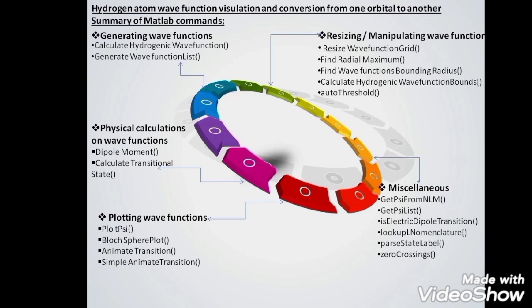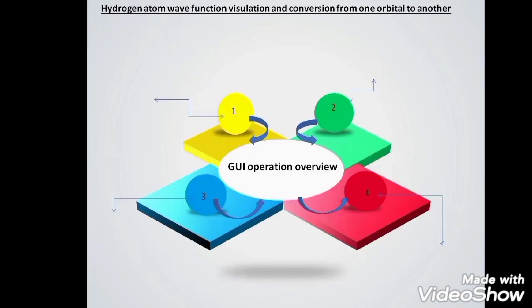Then, as far as the miscellaneous commands are concerned, first we need to get the psi from NLM, and after that we will get the psi list, and we need to prove whether it is an electric dipole transition or not. And then we will look for the L nomenclature along with the L label with the Z crossing.